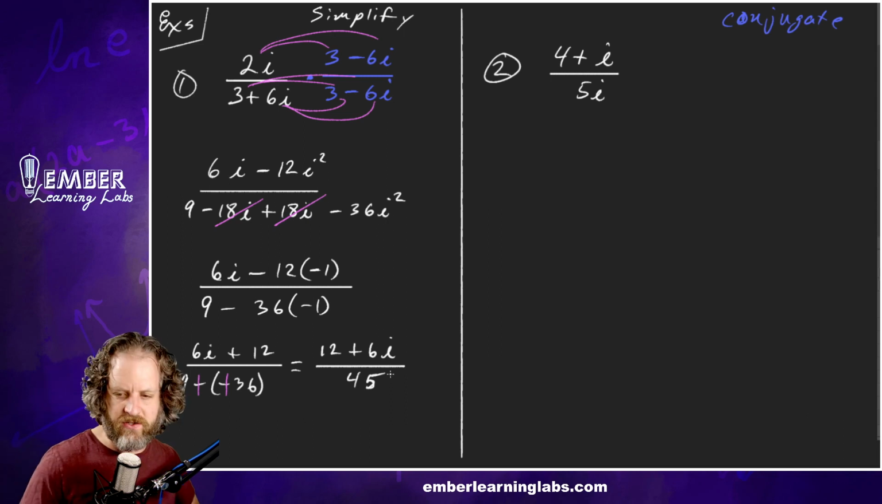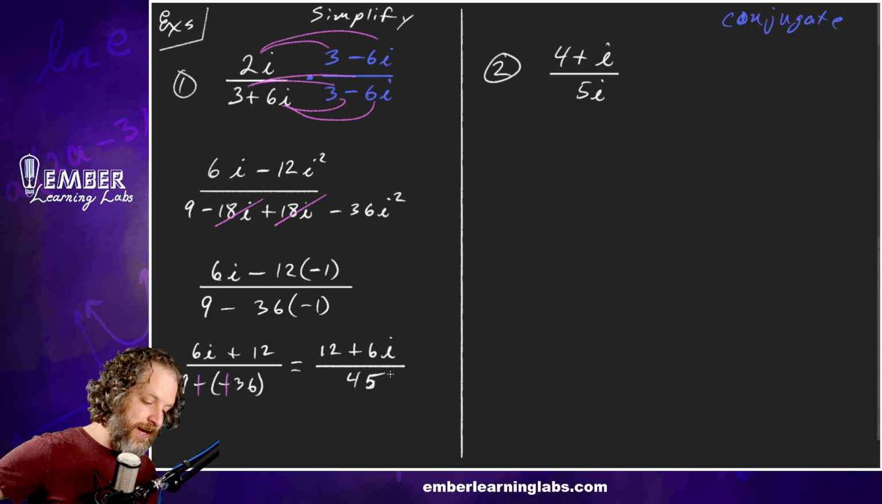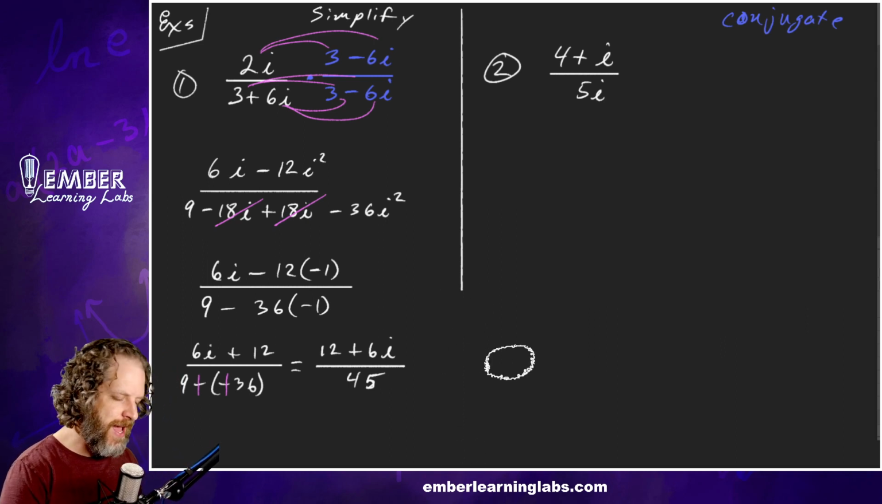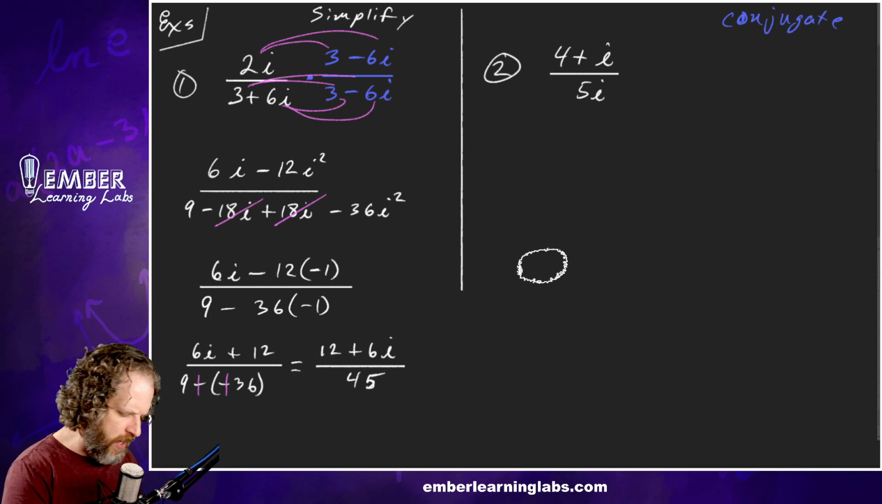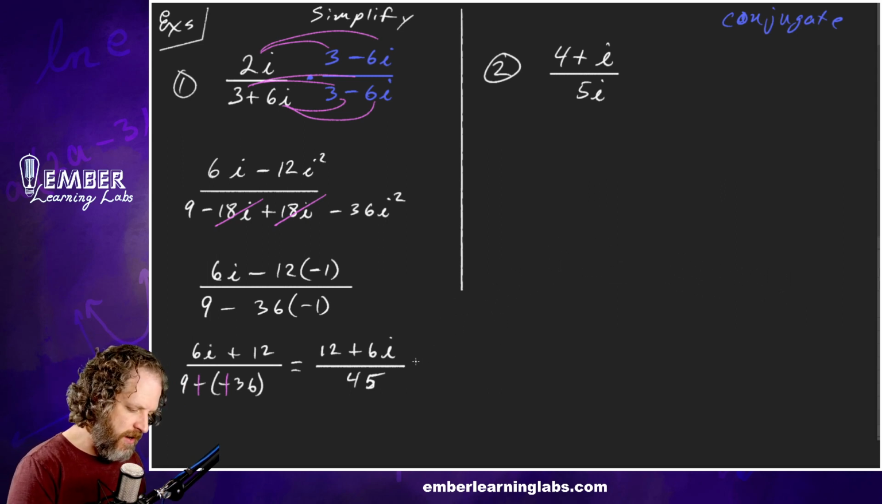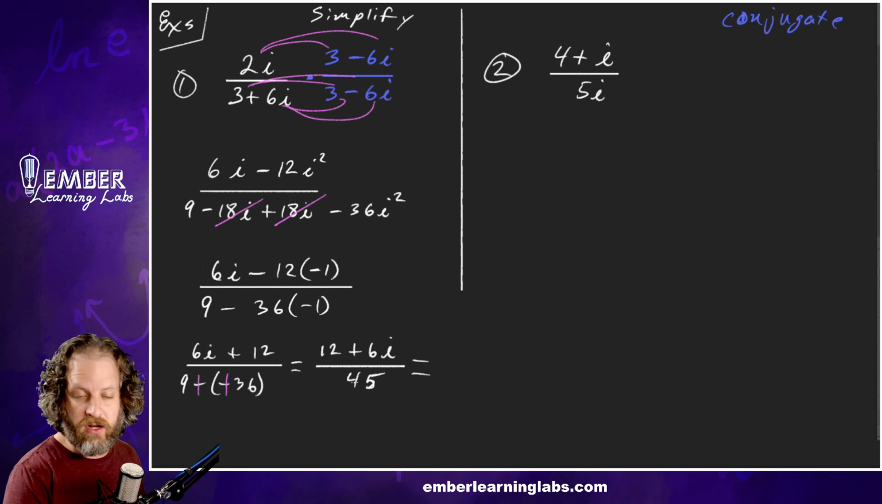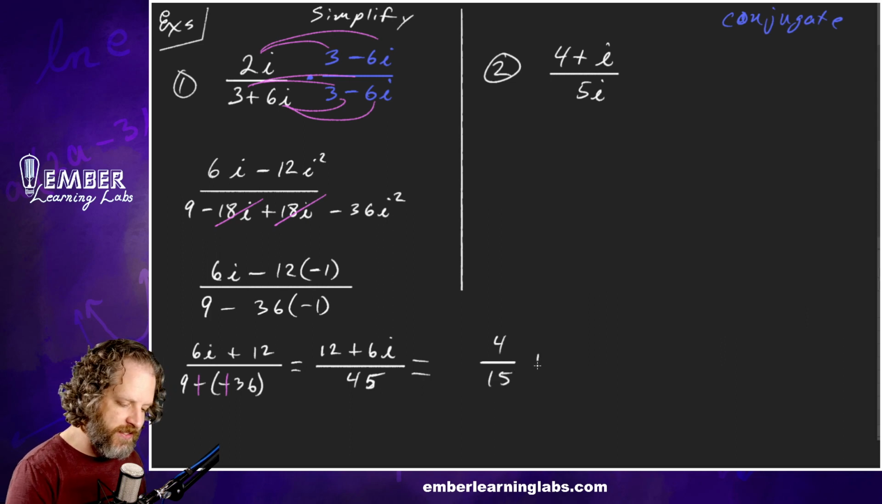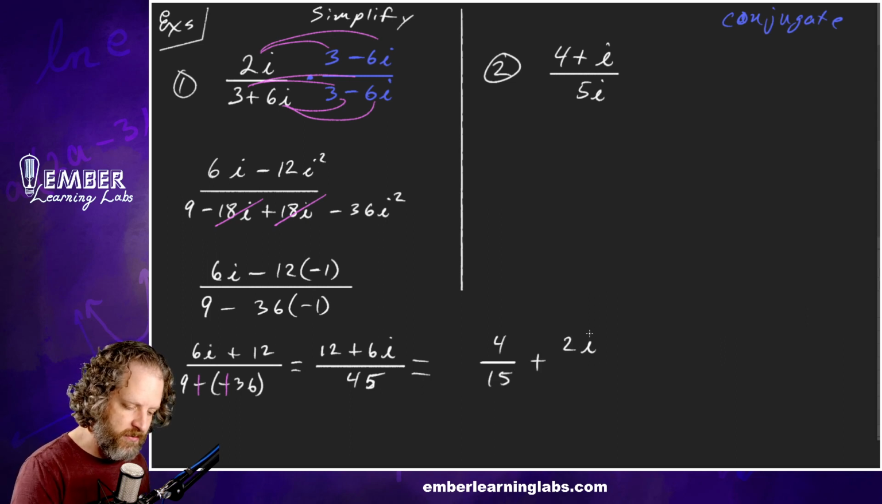Can we do any more simplifying? Yes, we can, actually. We need to turn this into a plus bi form, so complex number form. Also, what goes into all three of these numbers? 3 goes into all three of these numbers. What's 12 divided by 3? 4. What's 45 divided by 3? 15. What's 6 divided by 3? 2.